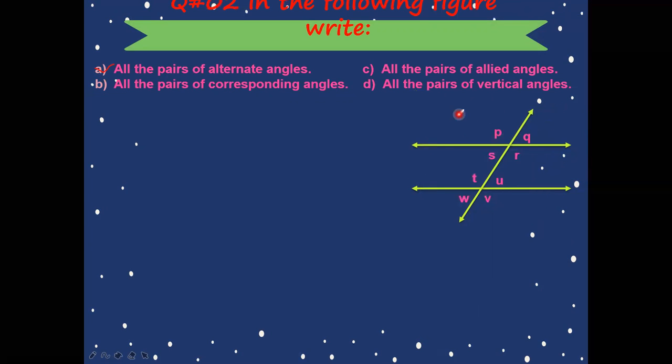Okay, as you can see, which figure is this? This is basically a Playfair axiom. Now in this figure, you have to form all the pairs of alternate angles. Then you will form all the pairs of corresponding angles. Then you will form all the pairs of allied angles, and the last one is all the pairs of vertical angles as well. Okay, so first we are going to form the pairs of alternate angles.